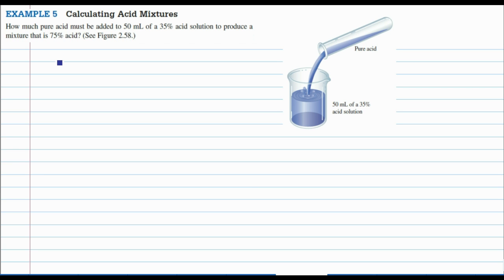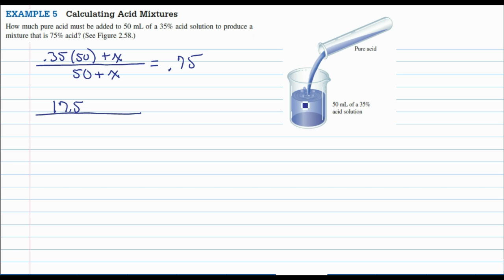Right now, we've got 35% of a 50 milliliter solution that is acid. So 35% of 50 milliliters is acidic. Now, if I add pure acid to that, I'm going to have a total mixture of 50 milliliters plus however much acid I add. I want that to equal 75% acid. So in other words, 0.35 times 50 is 17.5. So 17.5 milliliters of acid exist in this 50 milliliter container right here.